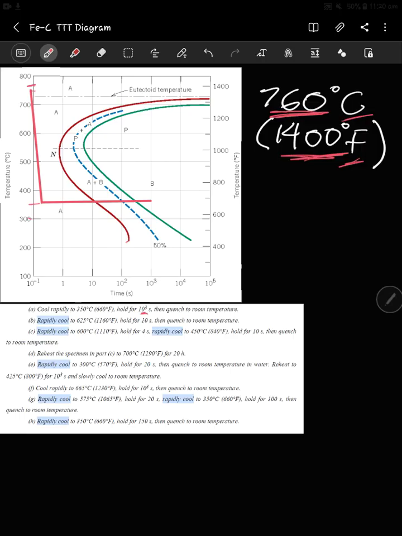And then quench to room temperature. Whenever we are doing a quench, it means we cool rapidly, so it's the same as cooling rapidly. Quench to room temperature is about this way. Looking at this one, remember where we are. We know that the boundary for pearlite and bainite is here, and the upper and lower bainite boundary is about here.